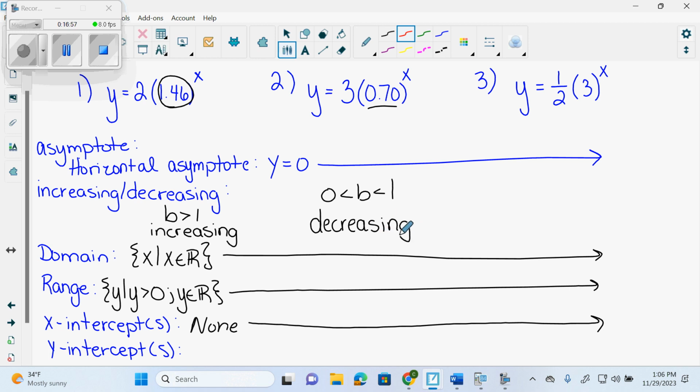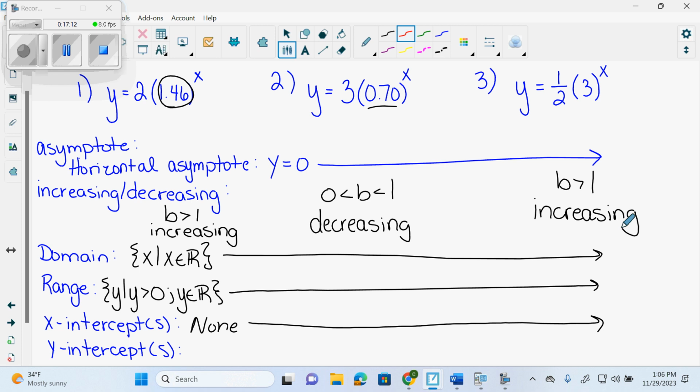And then what's this one doing? Increasing or decreasing? B is greater than 1, so it is increasing. By how much percent? 300%. Because it's 3 times the original, and the original is 100%.